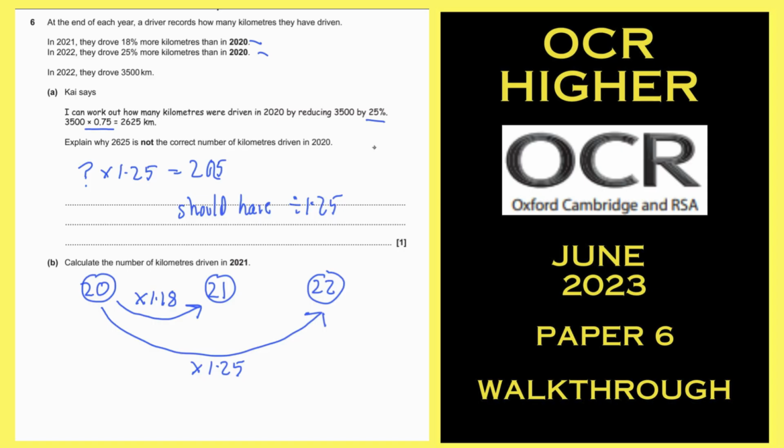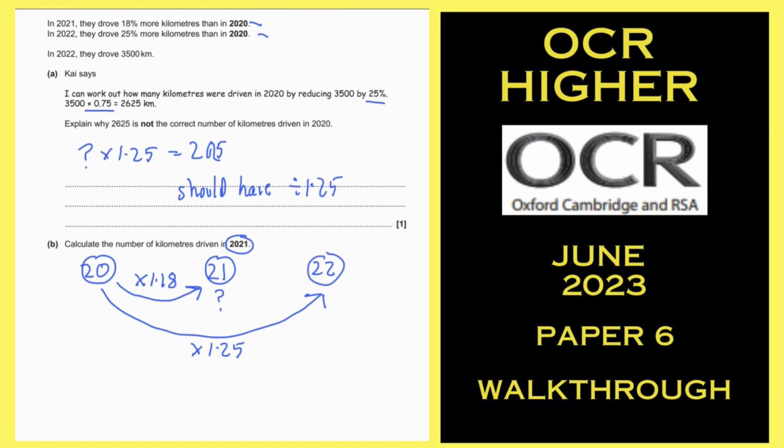Calculate the number of kilometres in 2021. That's really what we're trying to do. Well, let's just go back to the third line down. In 2022, they drove 3,500 kilometres. We need to go first of all that way, which is against our arrow, to 2020. Against means inverse operation. Then we need to go with the times by 1.18. So we can multiply at that stage.